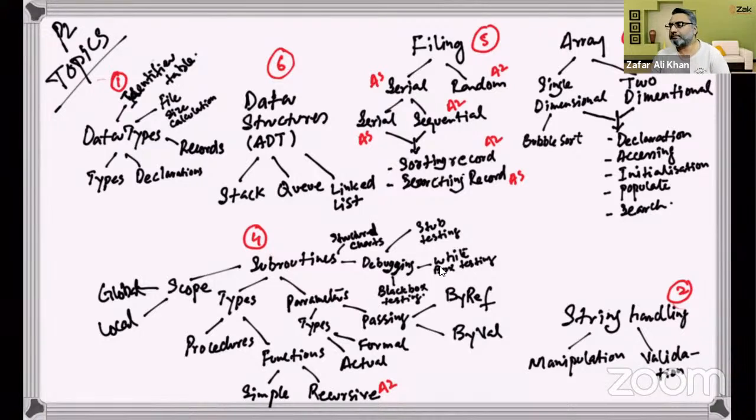So we have finished data types, we have finished string handling, and now we are starting with part three, arrays. We will have two types of arrays, single dimension and two dimension arrays, and I am going to include arrays based on record types or user defined types as well. So let us start.